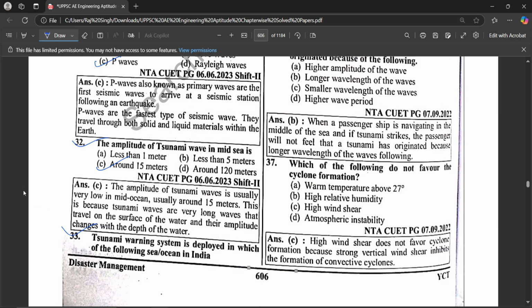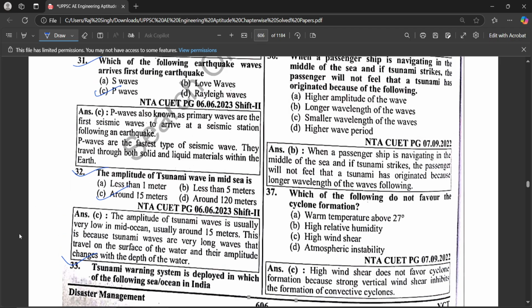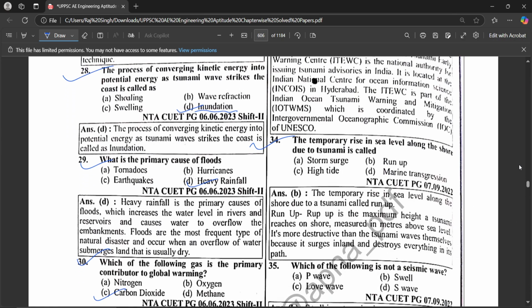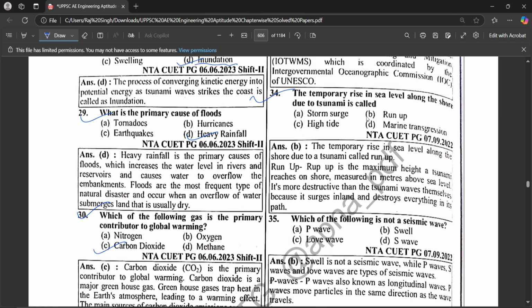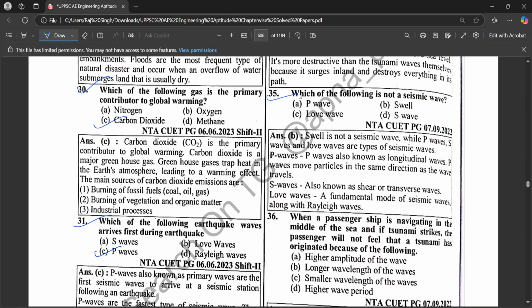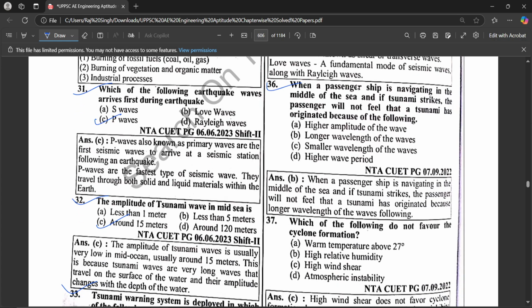A tsunami warning system is deployed in which ocean in India? The Indian Ocean. The temporary rise in sea level along the shore due to a tsunami is called run-up. Which of the following is not a seismic wave? Swell. When a passenger ship is navigating in the middle of the sea and a tsunami strikes, the passengers will not feel that a tsunami has originated, because of the smaller wavelength of the wave.